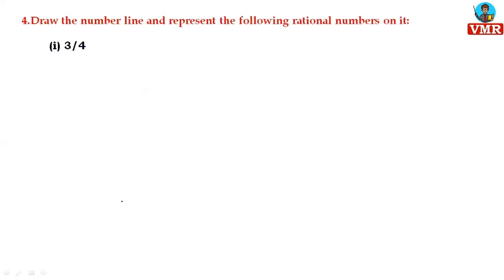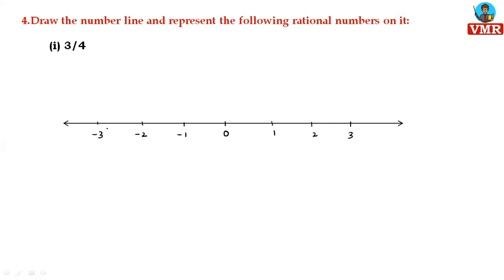Okay, if we see the next question, draw the number line and represent the following rational number on it. Okay, 3 by 4 we have to indicate. Here it is 0. And for this number, on the right side we have 1, 2, 3 and so on. On the left side we have minus 1, minus 2 and minus 3. Okay, so we have to indicate 3 by 4 on this number line.